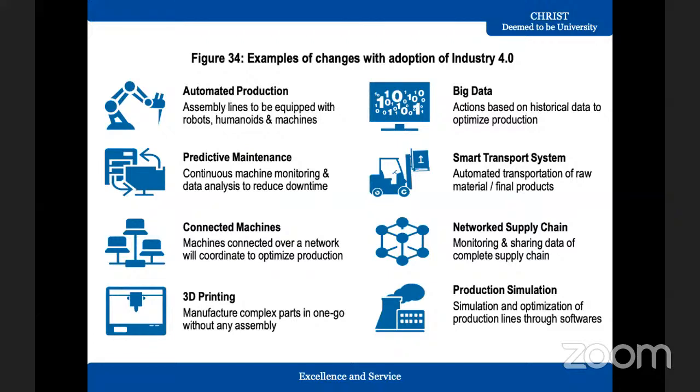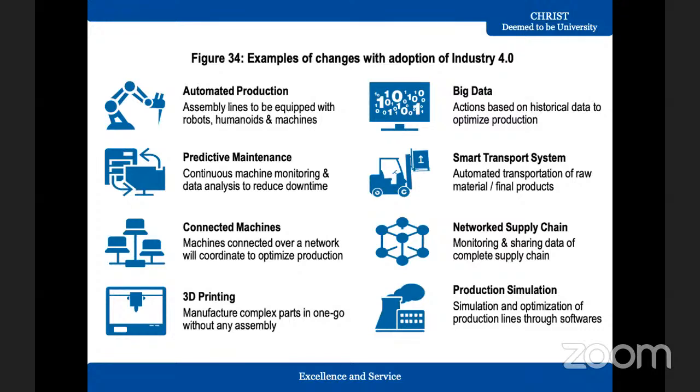So here I have given eight pictorial representations. For example, take the first one, automated production, right? Here an automated production line can be equipped with robots, humanoid robots, and even computer controlled machines, that is CNC machines. And the second one, predictive maintenance. Everybody knows that prevention is better than cure. So rather than reacting, we should be proactive, right? We should always take proactive measures. Those proactive measures come under predictive maintenance.